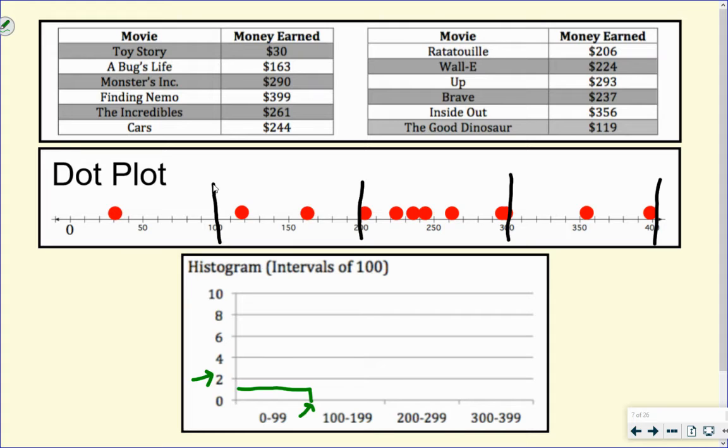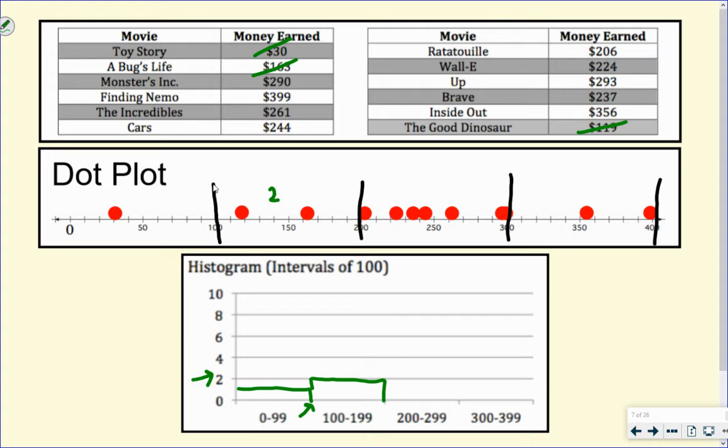Okay, between 100 and 199, it looks like there's going to be 2. Let's just make sure. So there, I crossed off that other one. So there are 2 of them. So I'm going to go up to 2. And I went all the way over to the tick mark.